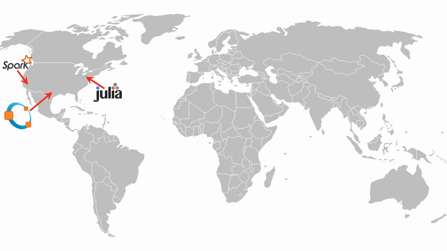Let's look at each language's country of origin. Spark, Octave, and Julia all originated in the US. Python came from the Netherlands, Scala started in Switzerland, and R got its start down in New Zealand.